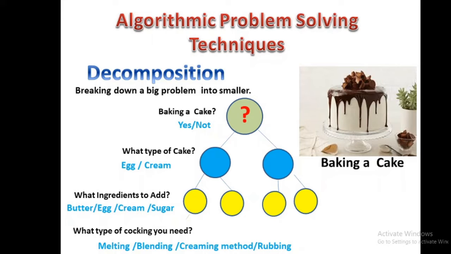What are the ingredients needed to make the cake? Butter, egg, cream, sugar. Finally you ask what type of cooking you need: melting, blending, creaming, rubbing. So these are the hierarchical questions. These questions give a result at each level, and those results help to find the solution of the big problem easily.